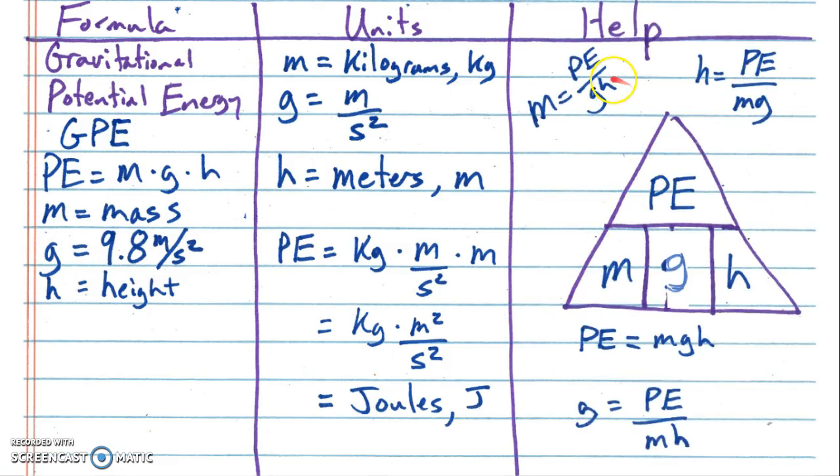We can plug this into our help column, and actually we have three things in the bottom here for our help column. We never really have to solve for g, but we do need to keep it in the bottom here. So our potential energy is mass times gravity times height. If we want to find mass, that is potential energy over gravity and height. Height is going to be potential energy divided by mass times gravity, and gravity, if we ever had to calculate it, is going to be potential energy over mass times height.